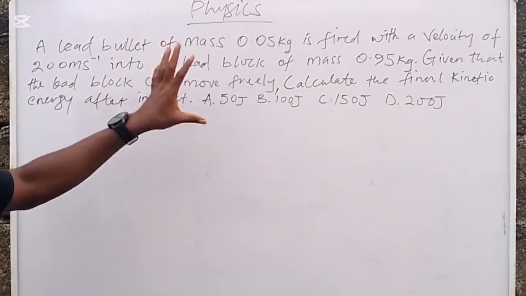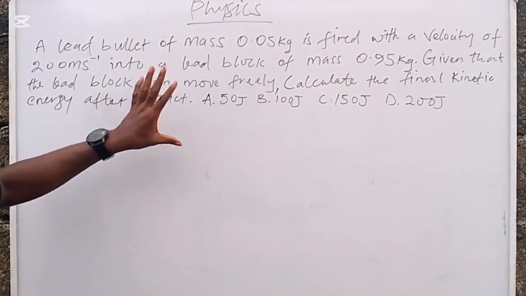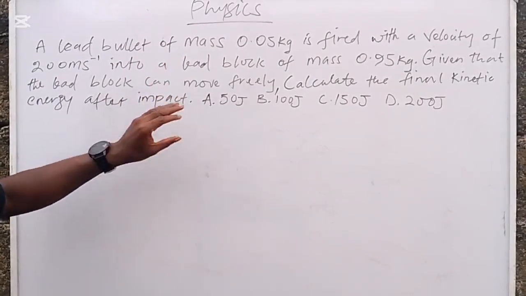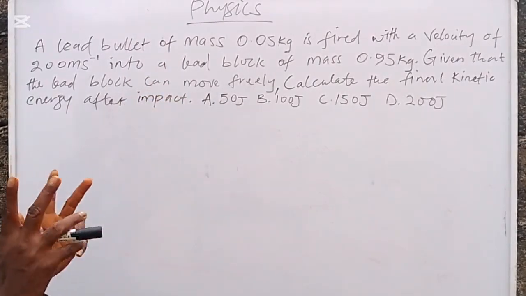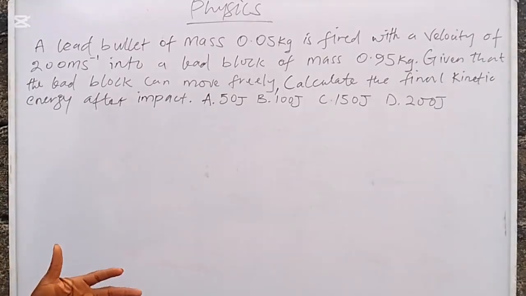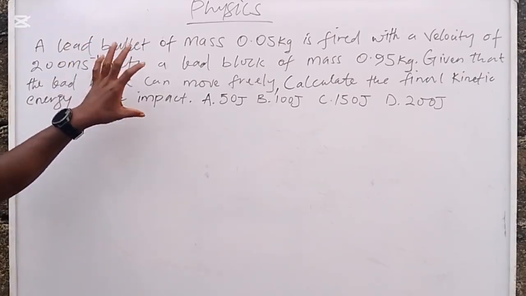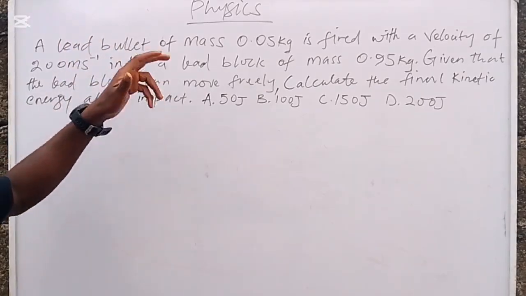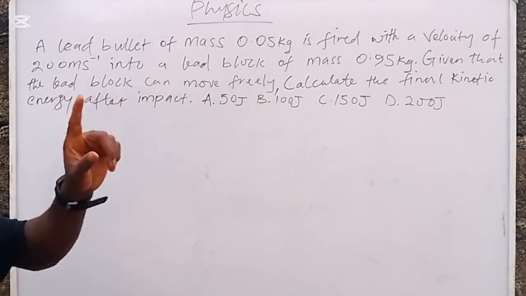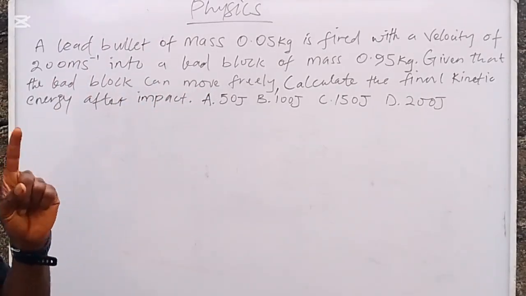So first, this problem is related to linear momentum, right? Collision under linear momentum. And then we have 2 types of collision. We have perfectly elastic collision, and then we also have perfectly inelastic collision, right? So this problem is leaning towards perfectly inelastic collision. Now, we need to understand what perfectly inelastic collision is.